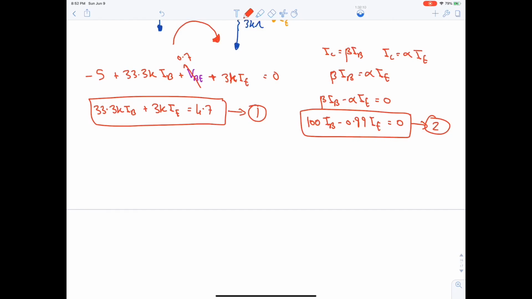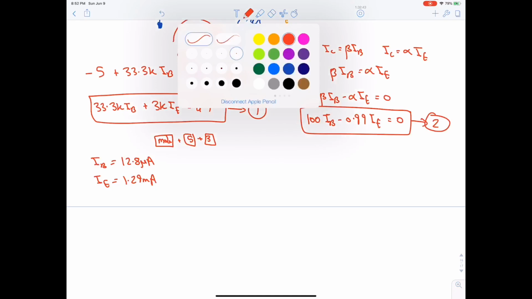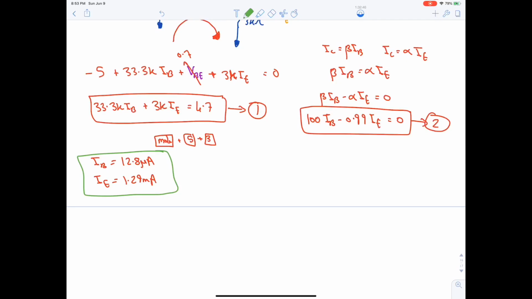If you solve this using the calculator through mod, I think it's mod 5.3, I'm guessing, you'll get that IB will be equal to 12.8 micro and IE is equal to 1.29 milliampere. Now after you have found these two numbers, the question becomes easy. It's simple.